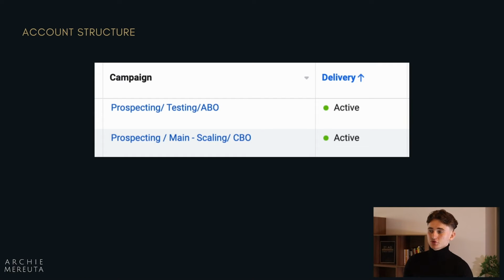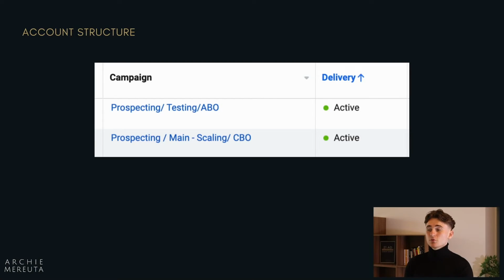Now, let's talk about the account structure. This is pretty much what we're using. We only use two campaigns, one for testing, one for scaling. For testing, we use ad set budget optimization, and for scaling, we use campaign budget optimization. It is as simple as that. In fact, we use this kind of campaign structure for all kinds of brands, not only for luxury brands. So it is not a secret. I cannot be more transparent than that. And if you are trying to overcomplicate this, you are working on the wrong things.